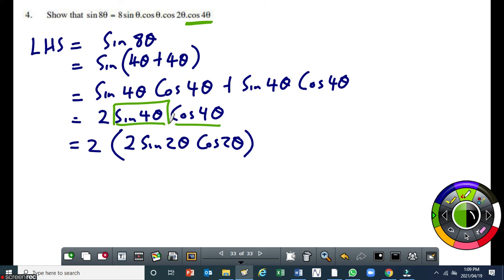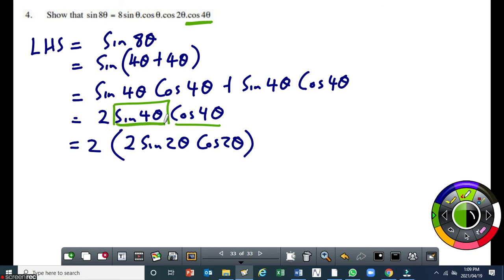Yes? We are moving from the left hand side to the right hand side. There is a 4 theta here, and here you have a 2 theta. My question is why is there 2 sine? This 2 here comes from simplifying the double angle. We are applying the double angle more than once.